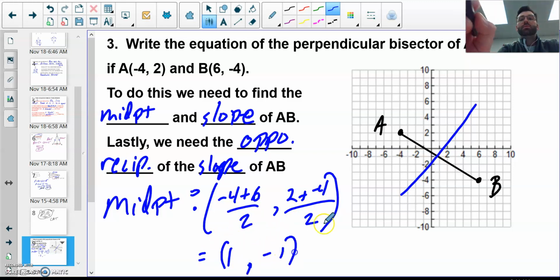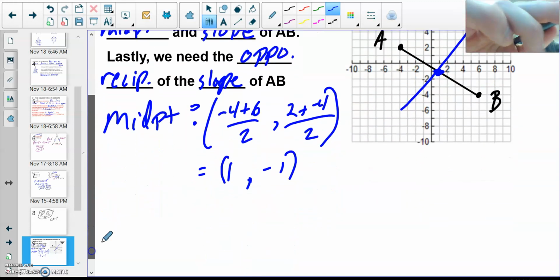-2 divided by 2 gives me -1. Oh, look at that. It goes to that point. Okay? That's my midpoint. Step 1 is complete.